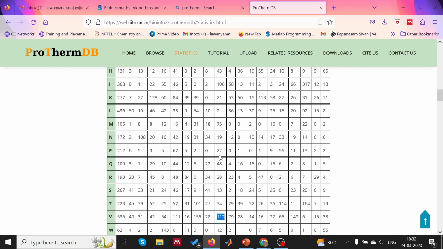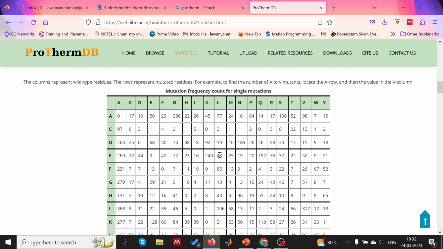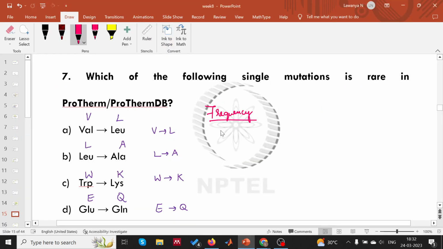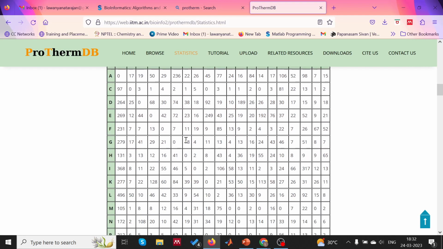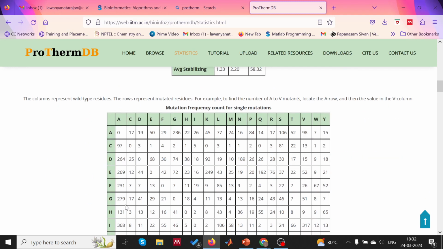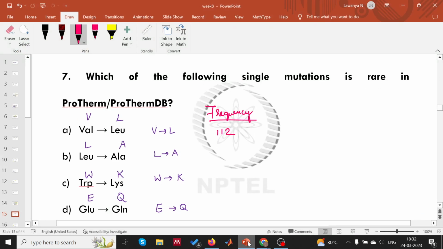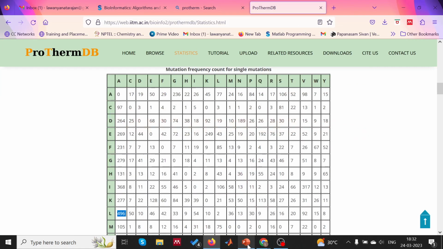I'm going to confirm I'm in the right column. Yes, right. So I'm going to put 112 here. Next is L to A. So A is in the front, first ever column. L to A is 496. Here, 496. And then W to K.